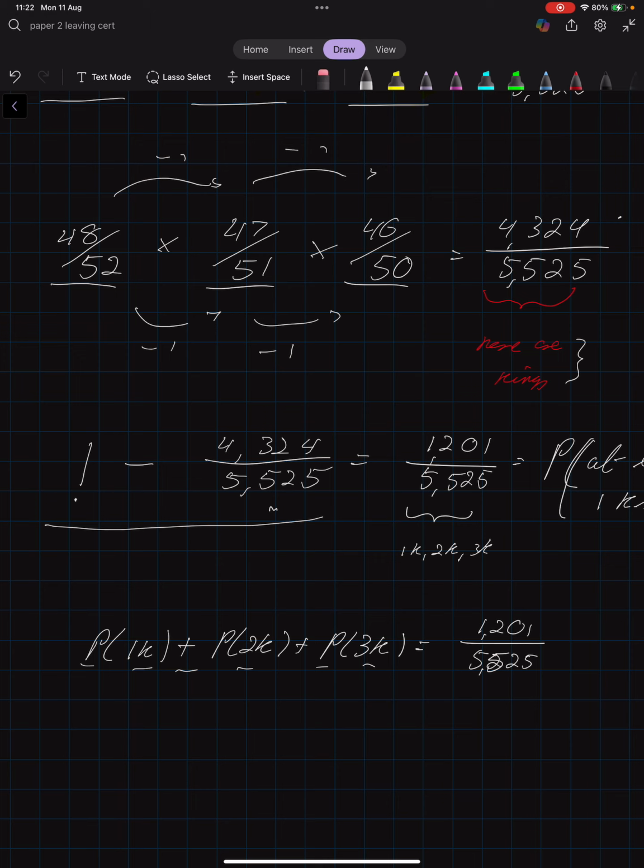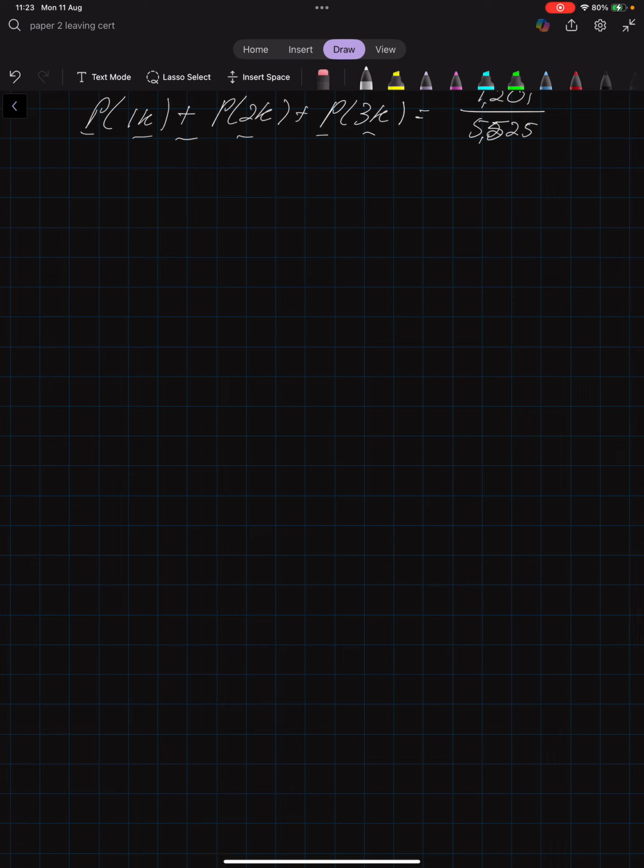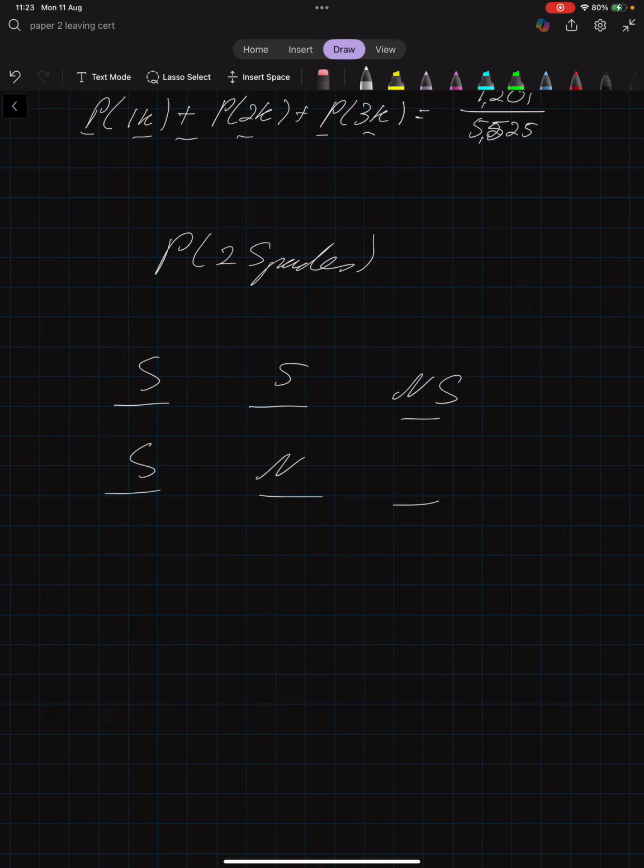Okay? Now, the fourth part is actually quite hard. Basically, you're looking for the probability that exactly 2 are spades. So I need the probability that 2 are spades. That means I need spade, spade, not spade. I need spade, not spade, spade, and I need not spade, spade, spade. So I want to know the probability of these.